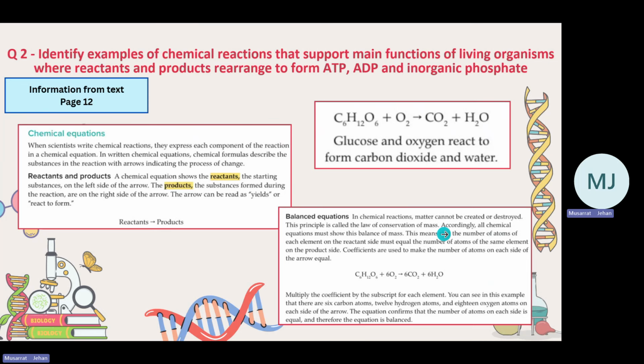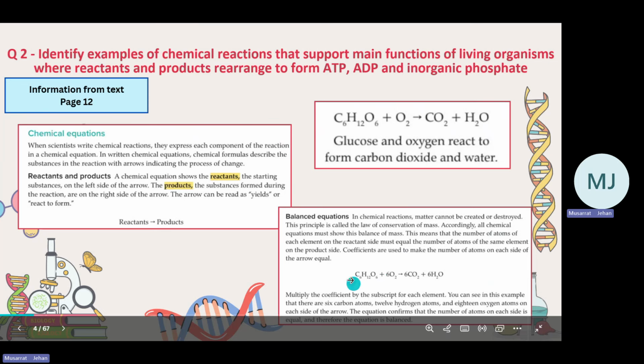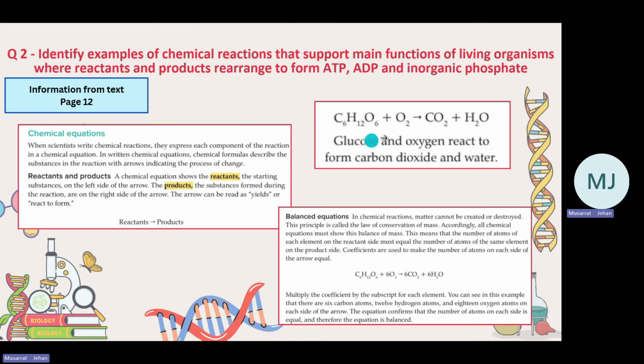So all chemical equations must be balanced. This means that the number of atoms on the reactant side of each element should be equal to the number of atoms on the product side, or the mass of the reactants should be equal to the mass of the products. So to balance it, this one is an unbalanced equation. Because if you see here, there are 6 carbon atoms. Here, there is only 1 carbon atom. So it means it's unbalanced. So we'll have to balance it.